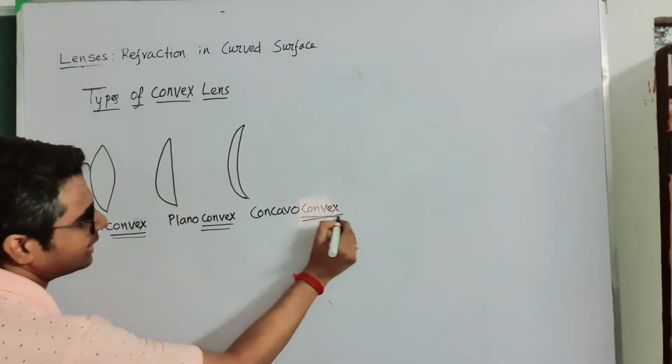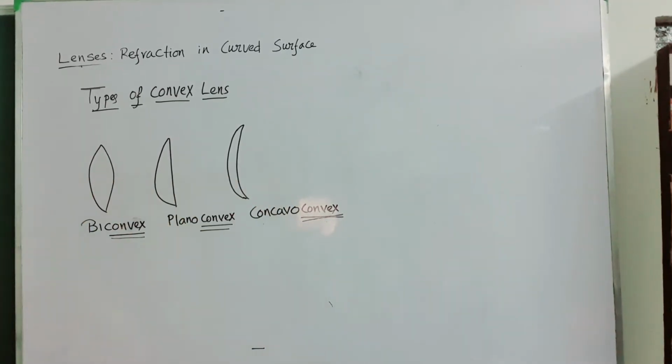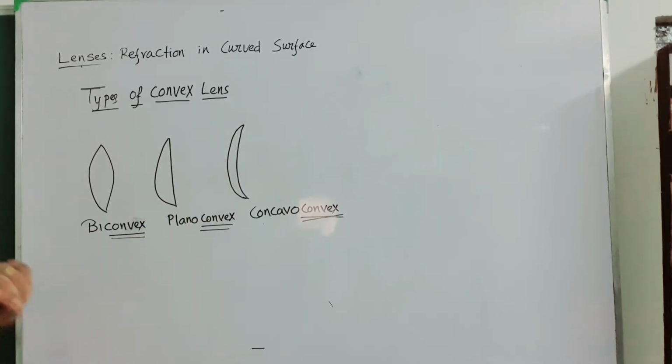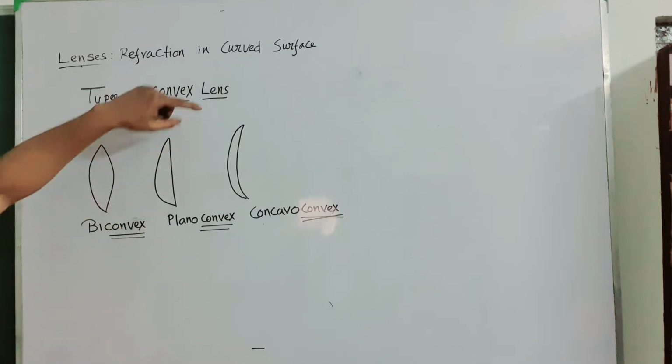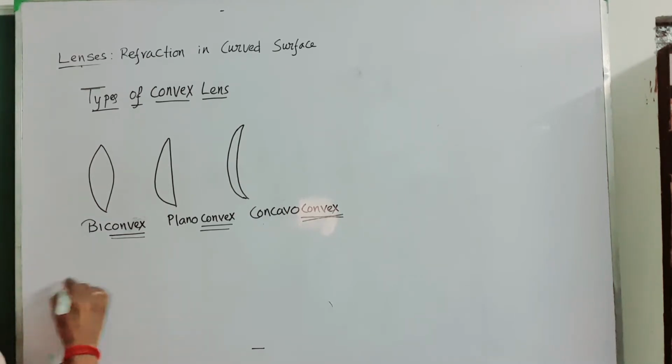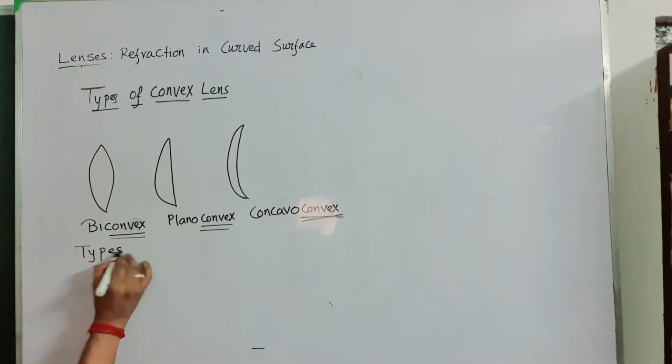How will I understand that it is convex lens and it is not concave? You can argue with me, sir, this is concave. If the ends are pointed, then it will be convex. Clear? Now what will happen if I want to understand the types of concave lens?